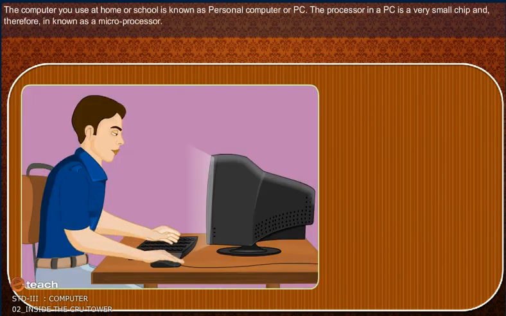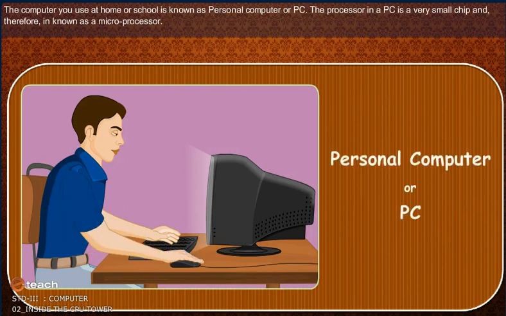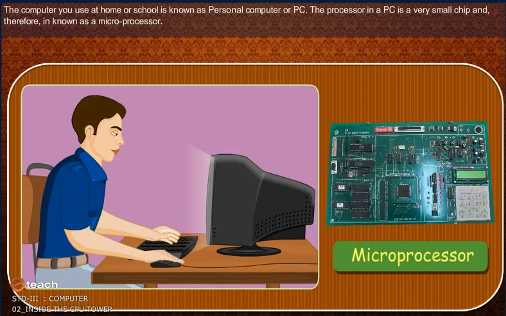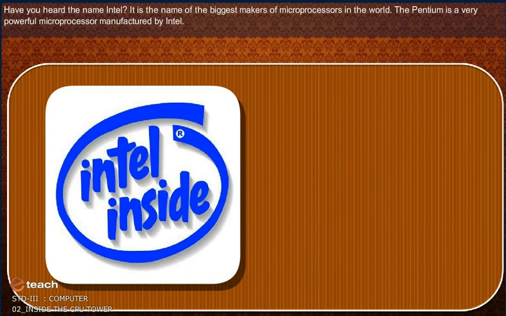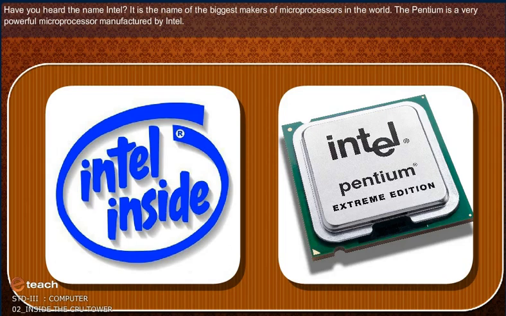The computer you use at home or school is known as personal computer or PC. The processor in the PC is a very small chip and therefore is known as a microprocessor. Have you heard the name Intel? It is the name of the biggest makers of microprocessor in the world. The Pentium is a very powerful microprocessor manufactured by Intel.